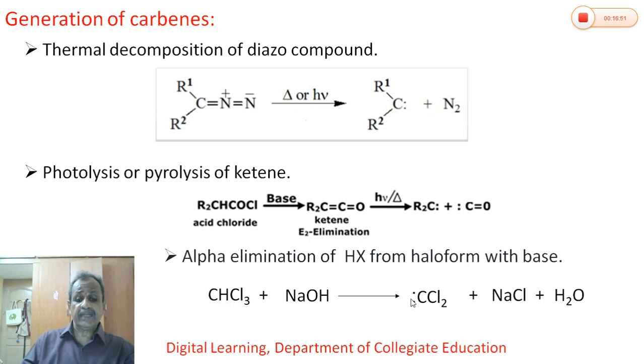So in the reaction mechanism, when chloroform is heated with sodium hydroxide, alpha elimination occurs, meaning hydrogen and chlorine from the same atom are eliminated as HCl, and we get CCl2 with a lone pair of electrons and NaCl. That HCl reacts with sodium hydroxide, neutralization takes place, giving NaCl plus water. So dichlorocarbene is an intermediate. During the Reimer-Tiemann reaction, dichlorocarbene is generated as an intermediate.